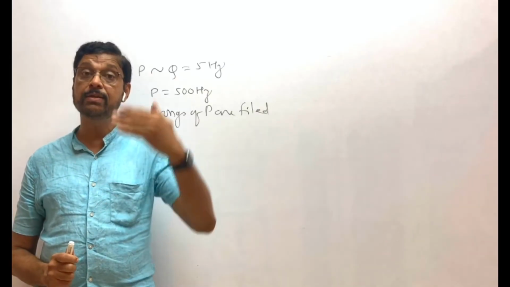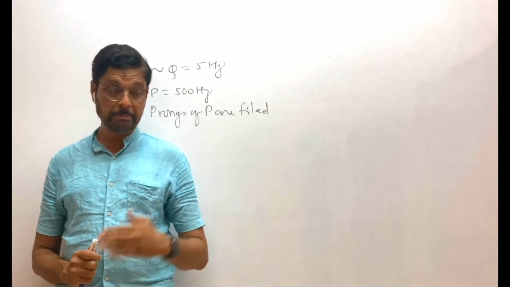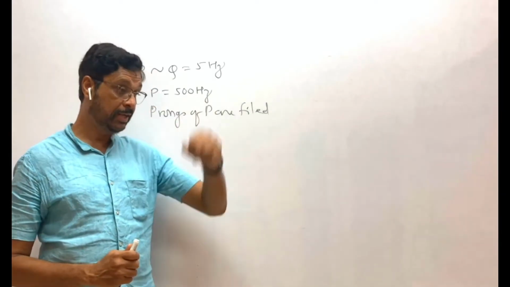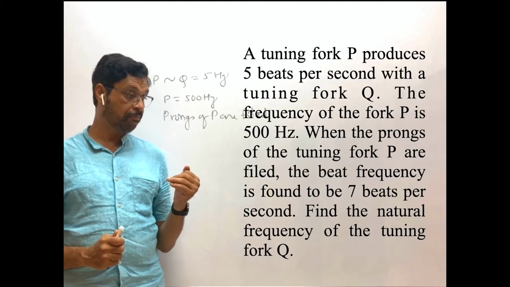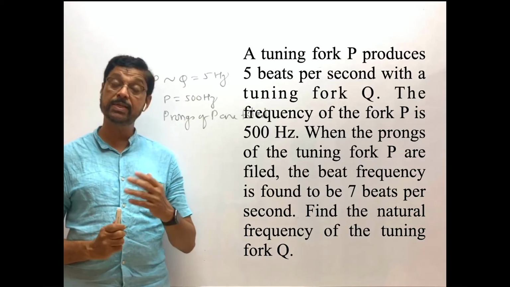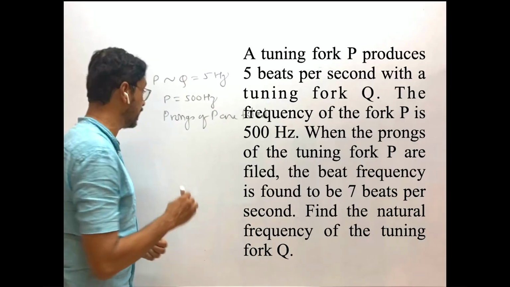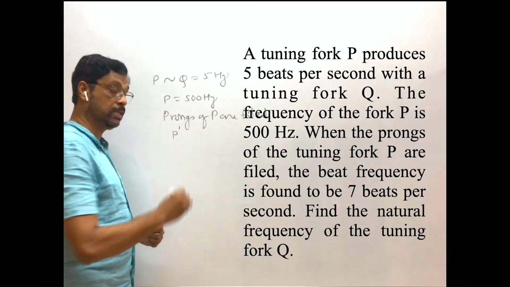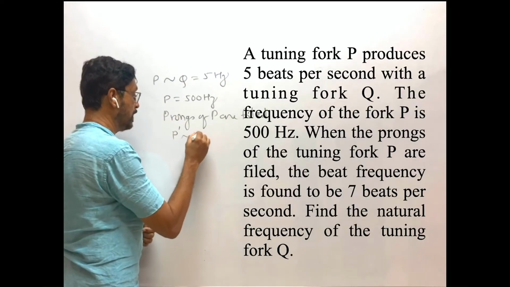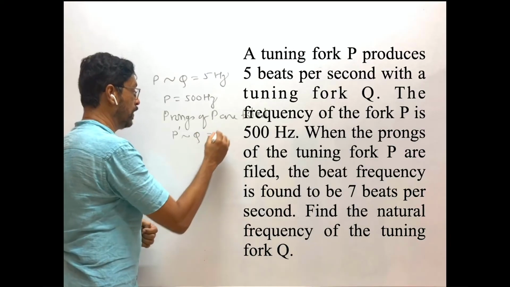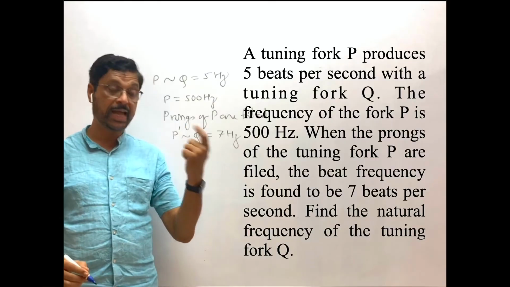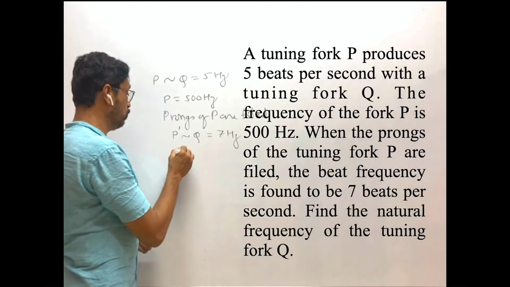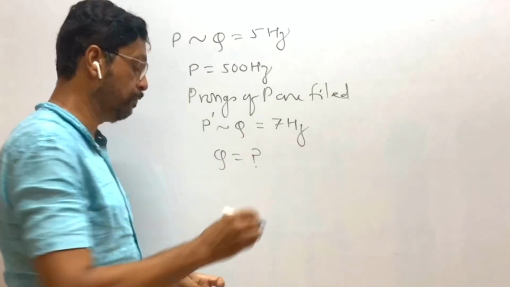The frequency will increase. Means the frequency of P will increase. When the prongs of P are filed, the beat frequency is found to be 7 beats per second. Means the new frequency of P minus Q will be equal to 7 hertz. Okay. Find the natural frequency of Q. Q की natural frequency क्या है?